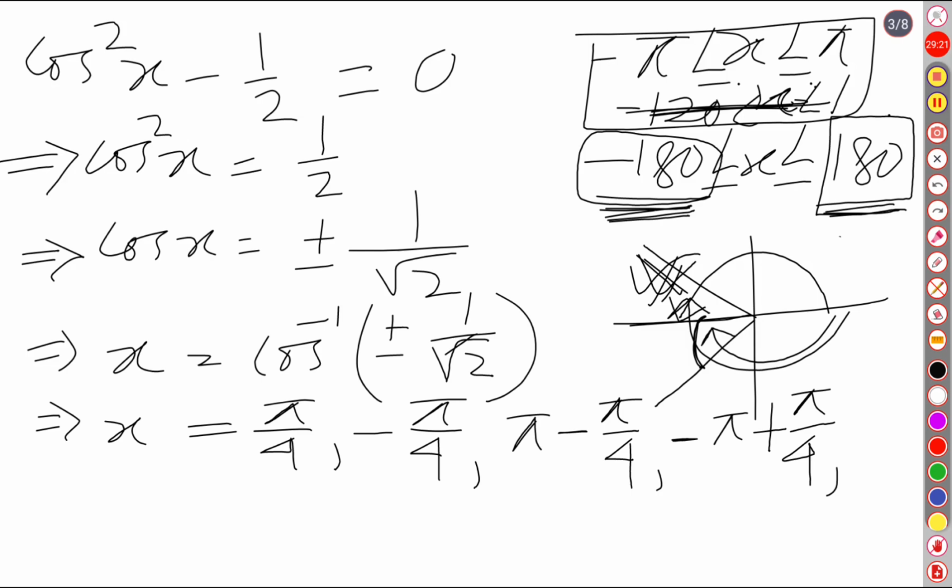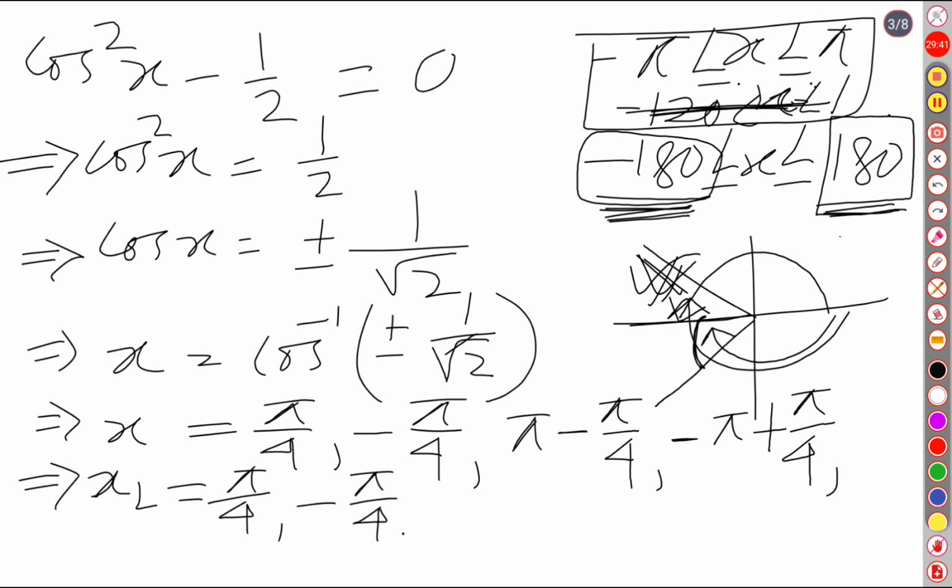So how many values did we get? We got so far 4 values. We can term it as the second value of x, because we have already got another value. So it is going to be pi over 4. Then the second one is negative pi over 4.